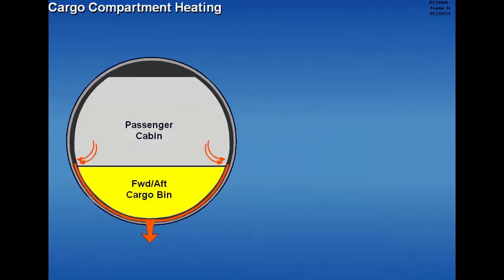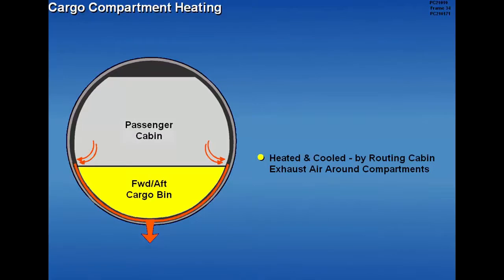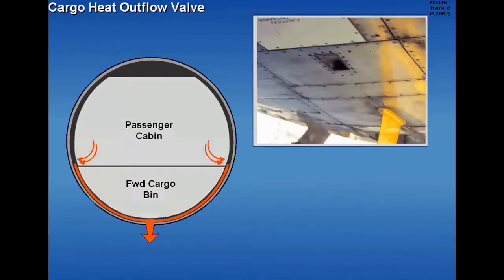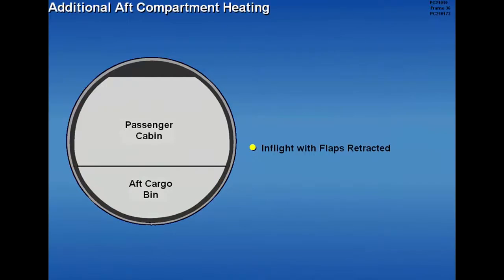Both cargo compartments are heated and cooled by routing cabin exhaust air around the compartment walls. A cargo heat outflow valve controls the flow of air around the forward cargo compartment. In flight, with the flaps retracted, additional heating of the aft cargo compartment is automatically provided by electrically heated wall blankets.